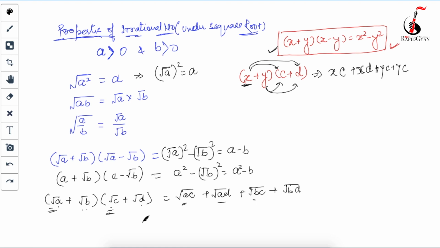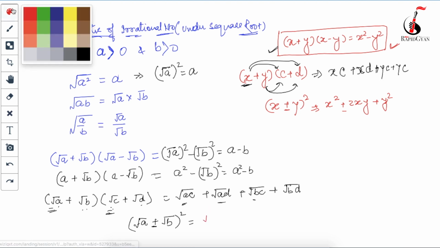One more thing: remember that under root a plus or minus under root b, the whole square, what will it give? Again remember one property: x plus or minus y whole square will give x square plus 2xy plus y square if it is plus, and x square minus 2xy plus y square if it is minus, correct? Same thing will be applicable. So under root a square, so this will be your, just change the color.